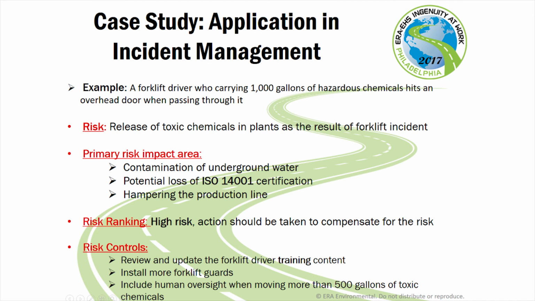And risk controls, in this forklift driver example, we may want to review and update the forklift training content. So maybe that particular operator didn't have proper training and that's why we had the accident, right? Maybe you want to install some forklift guards in that passageway going to the other part of the facility. And also include what we call human oversight when moving more than, say, 500 gallons of toxic chemical. That's just an example.